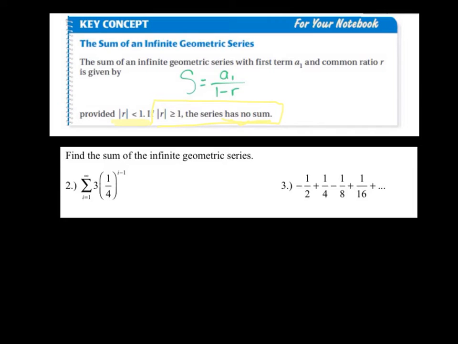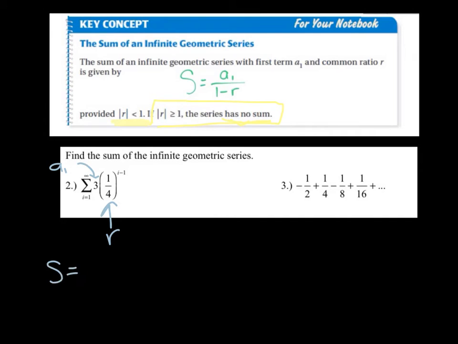It wants the sum from 1 to infinity with the rule 3 times 1/4 to the i minus 1. So your 1/4 is your ratio. The 3 is your A sub 1. So what would the sum be? Well, the ratio is 1/4. The ratio is smaller than 1, so we can find the sum, and we need to do that.